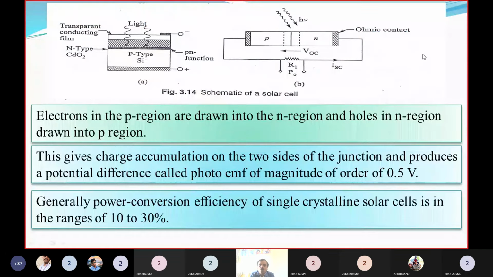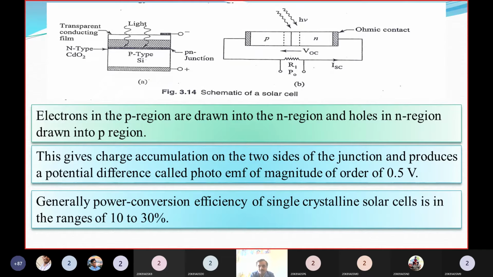Now coming to how to calculate the VOC. For that, what we have to do is make the current passing through the diode 0. So when will the current passing through the diode be 0?